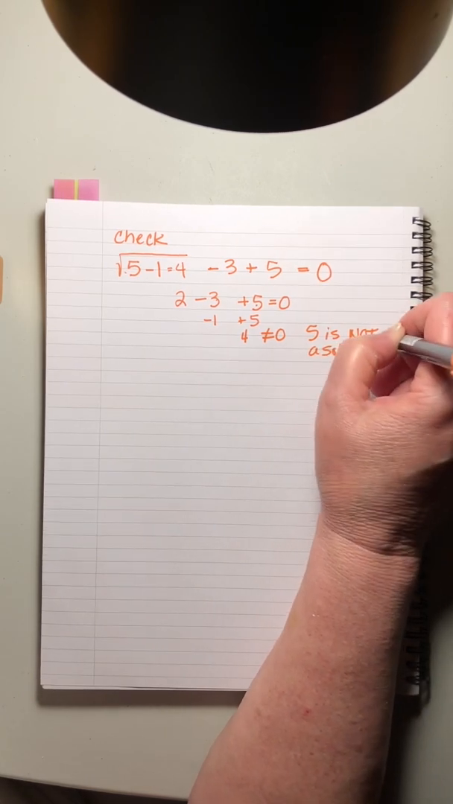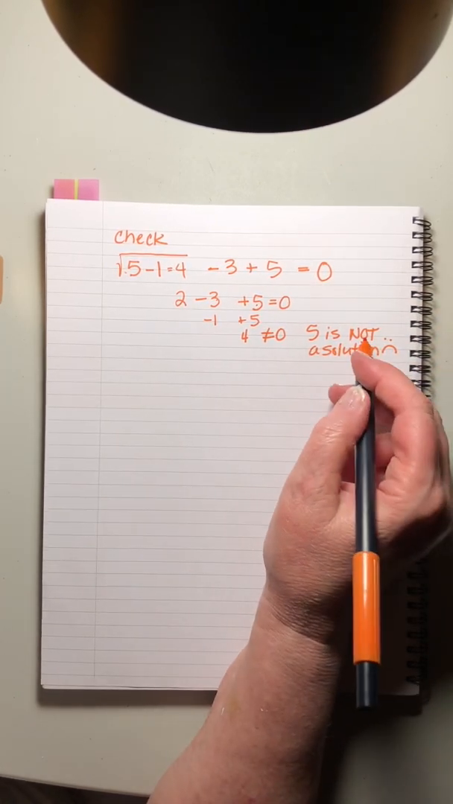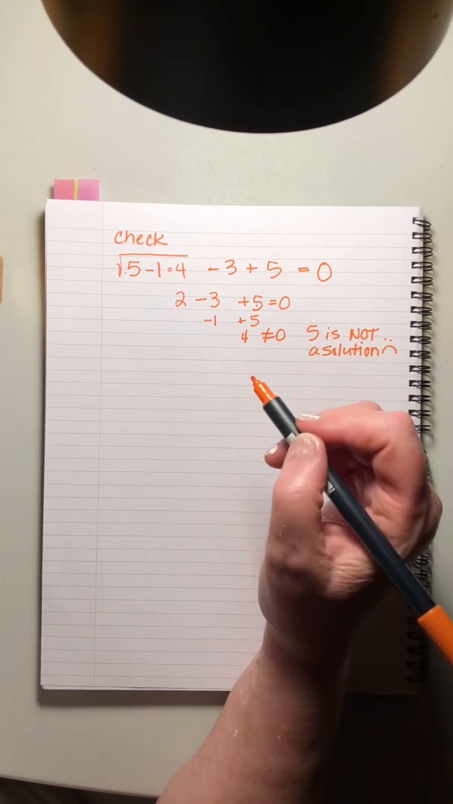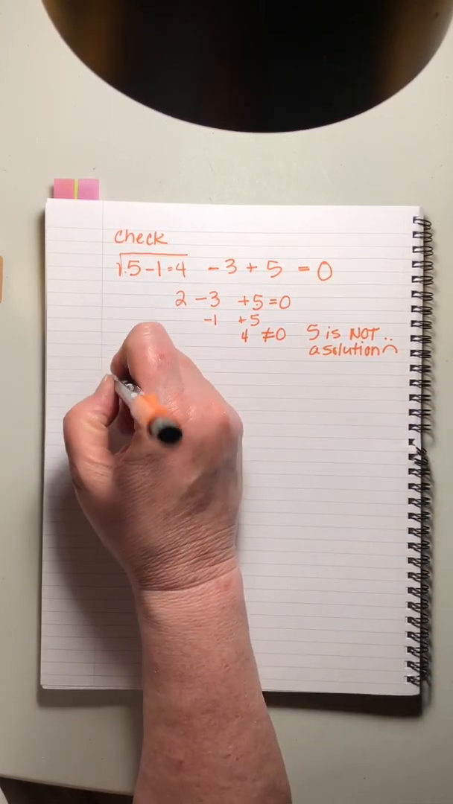Deal with it, 5. You're a loser. I mean, you know, maybe a winner. Maybe 5 is not a solution because 5 went out for ice cream instead. That's what I choose to believe.